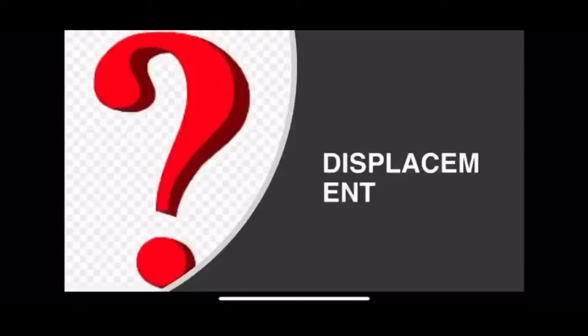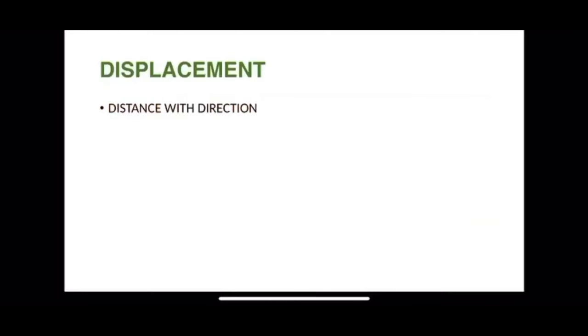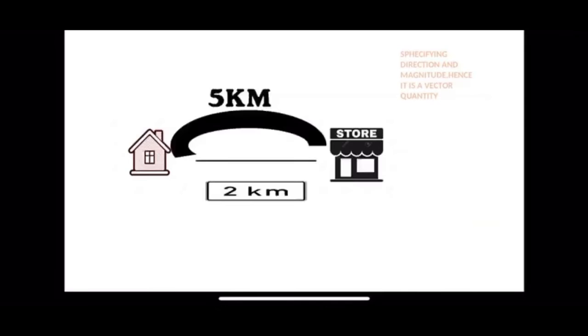Now what is displacement? Simply, it is the distance with the direction. Consider the same example again. In both these paths, the distance is different. What about displacement? It is the same. Simply, displacement is the final position minus initial position. In both these cases, the initial and final point is the same and hence the displacement is also the same.